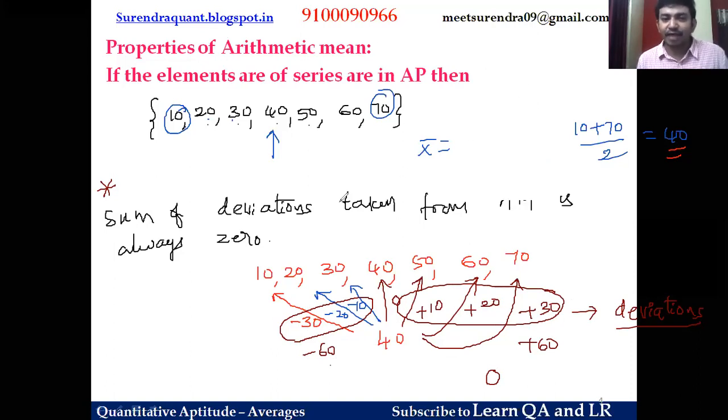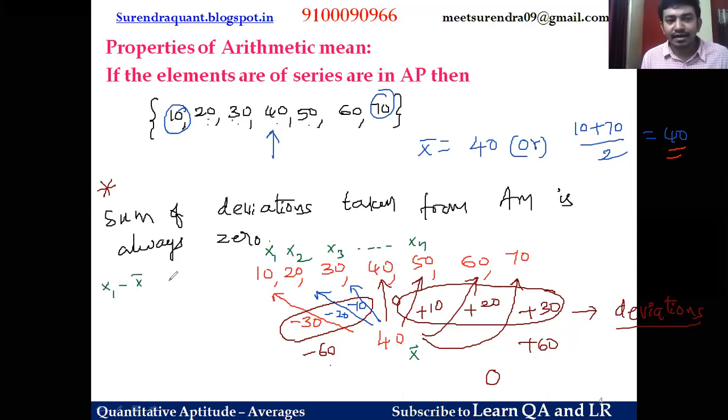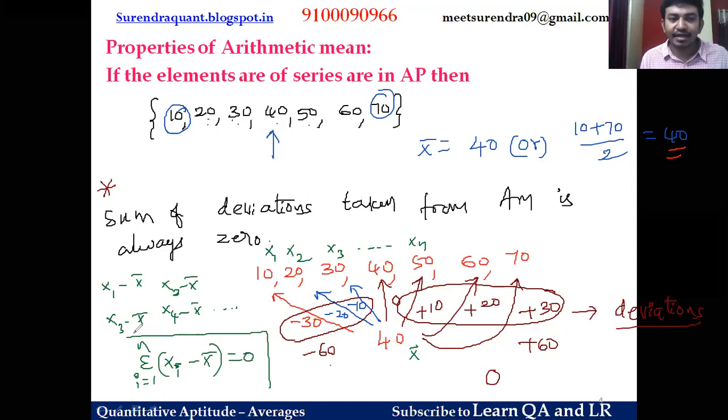Actually, they will mention it in variable form, guys. So what do you mean by these deviations? If I say the elements are x1, x2, x3, and so on up to xn, and the average is x bar, then we are taking x1 minus x bar, x2 minus x bar, x3 minus x bar, x4 minus x bar, and so on. Now let us take the summation of all. So sigma, I can represent x1, x2, x3 and so on as xi minus x bar, where i begins from 1 and goes to the last term n. So sigma, i equal to 1 to n, of xi minus x bar is 0. So this is the property that the sum of the deviations taken from arithmetic mean is always 0.